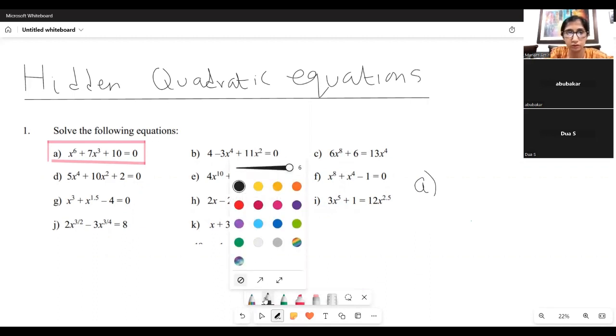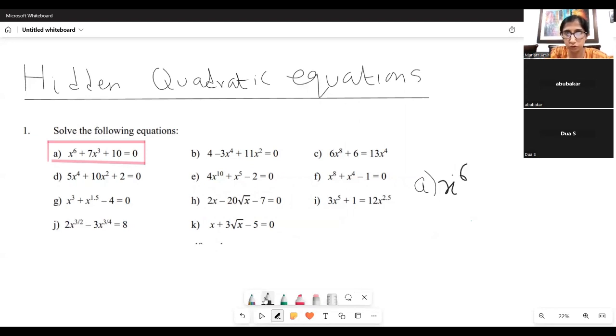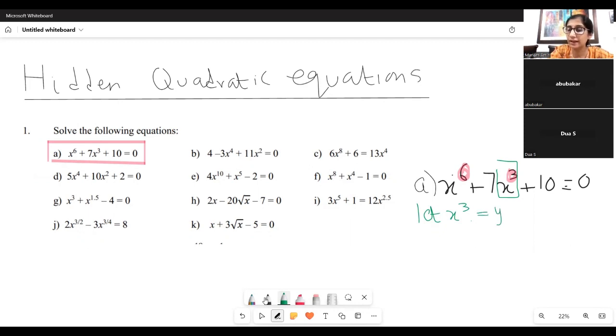How do we do that? Through substitution. So we have x power 6 plus 7x cubed plus 10 equals 0. We notice that 6 is double of 3. Whenever that is the case, this is a question on hidden quadratic equation. One power is 3 and the other power is double of 3. That means we can let x cubed be y. Then x power 6 would be y square.